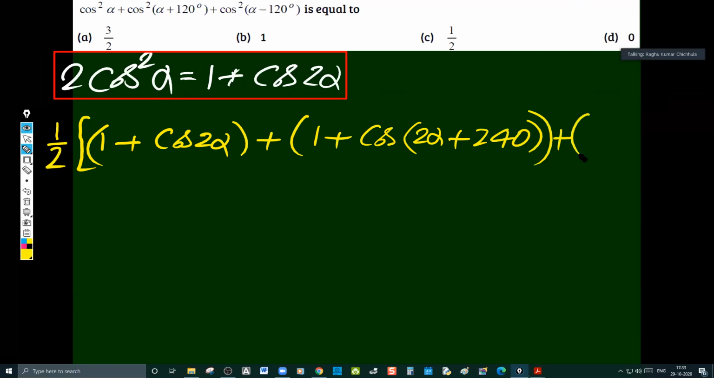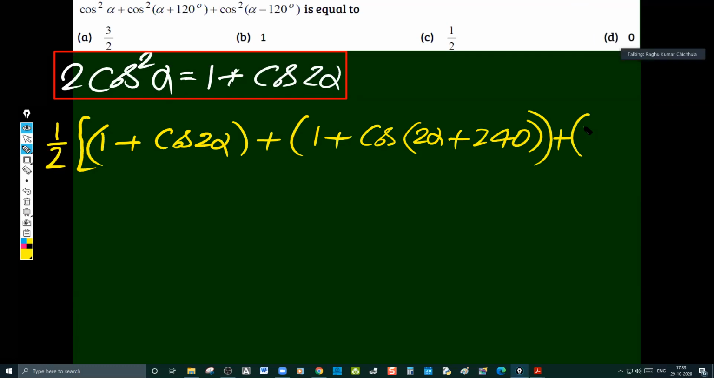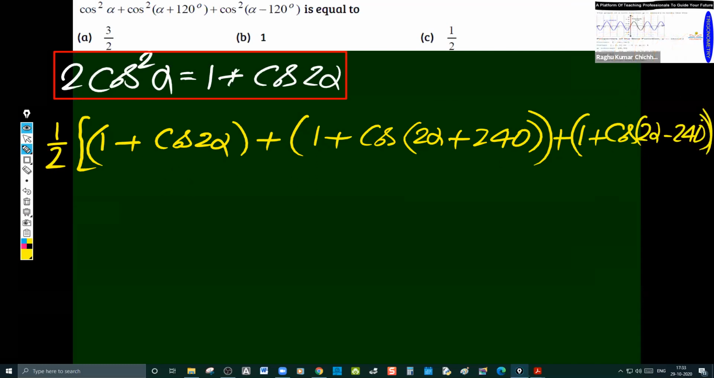Similarly, over here also, let me ask Bhavi. Bhavi, do you tell me the next one? 1 plus cos 2 alpha minus 240. More, you're asking something? No, sir. Yeah, that's what it is now. I hope both of you understand this. I wrote more and more brackets here. Let me remove them.